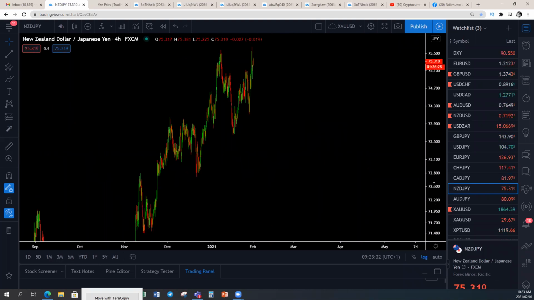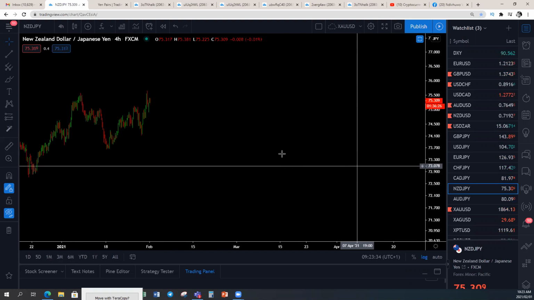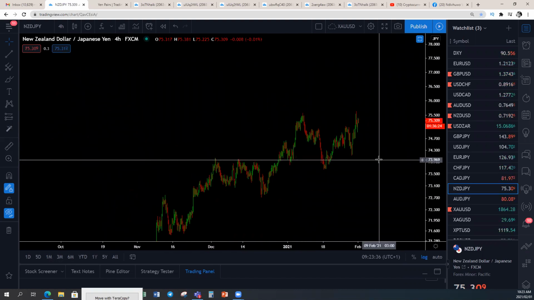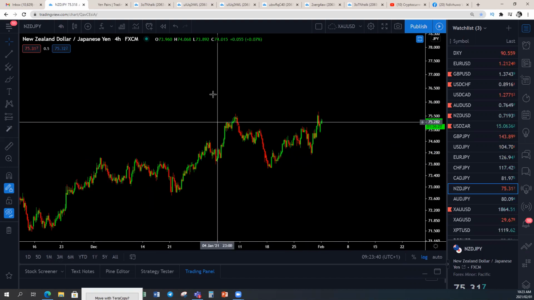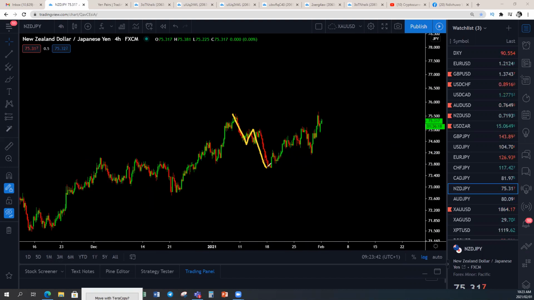So New Zealand yen, let's have a look at New Zealand yen on the 4 hour. You remember the structure on New Zealand US dollar. It is doing this. It has done 1, 2, 3 down. Here we've got a 1, 2, 3 down. We're expecting that it was going to do the same structure here like that, and it's not done that. It looks like it is making a similar structure though, but bigger.